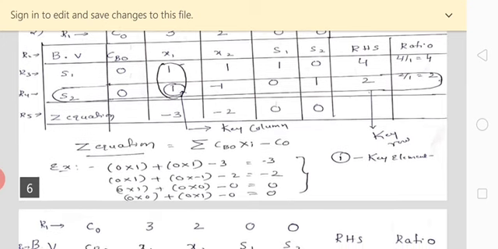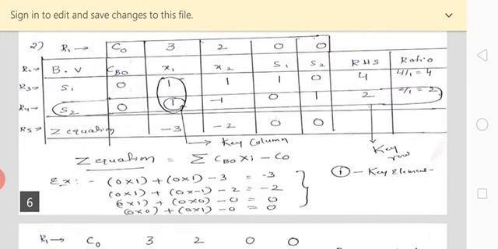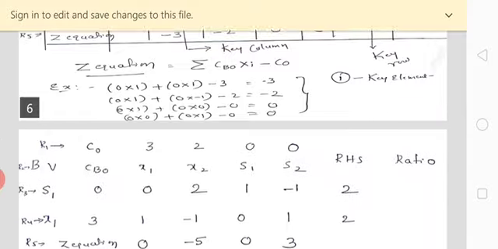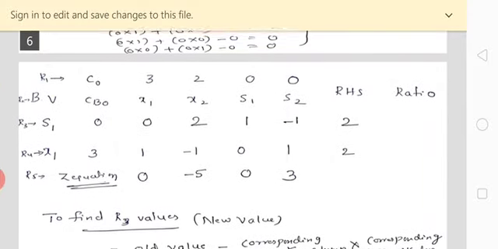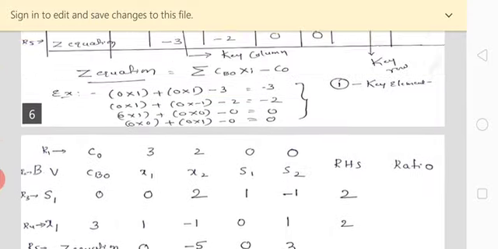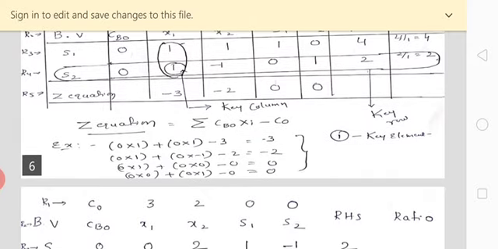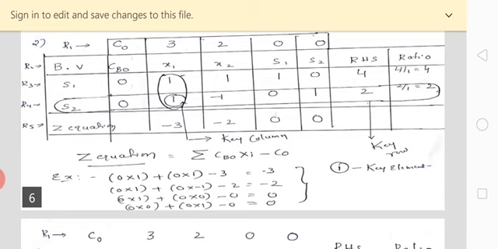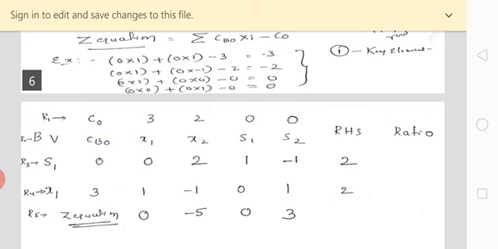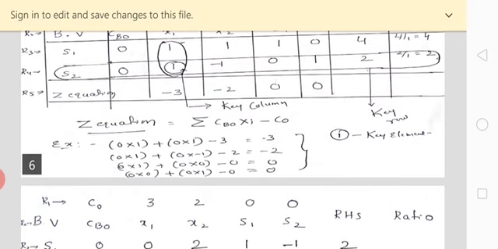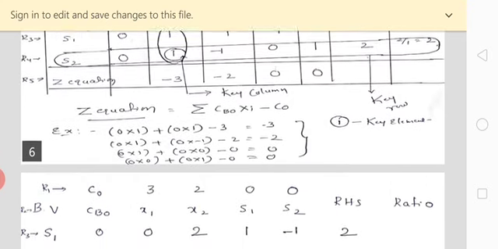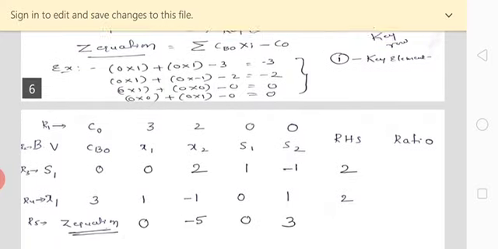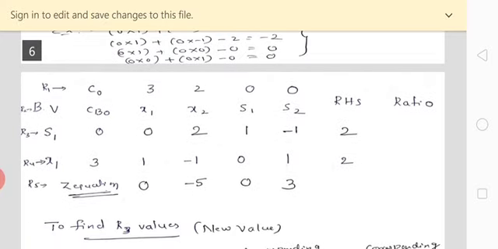For the next step, in order to create my R4 row, what I am going to do is select the key element. My key element is 1, that will be divided into all the R4 row values. If you divide, it becomes the same thing. Now 1 by 1, same thing, 1; 1 by 1, 1; again 0; 1; 2 by 1, 2. Now how to calculate the values of R3?